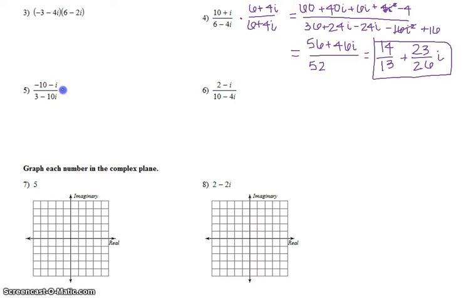Okay, so on this one, I'm going to multiply by my conjugate again. So 3 plus 10i and 3 plus 10i. On top, or for my numerator, negative 10 times 3 is negative 30. Then I get a negative 100i and a negative 3i, and then a negative 10i squared, which is really like a plus 10.